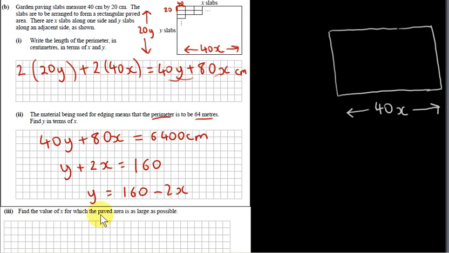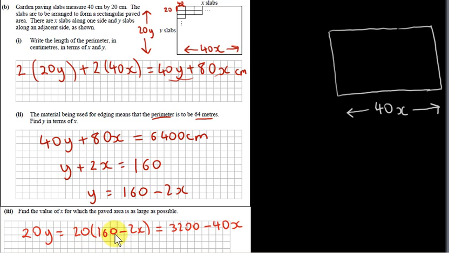Find the value of X for which the paved area is as large as possible. So I've drawn the paved area over here. This side here is 40X. Now this side here is 20 times Y. What I will do is write this side here in terms of X. Well, 20 times Y is 20 multiplied by 160 minus 2X. So I want to write this side, which is 20Y, in terms of X. So we reduce the number of variables from two variables, X and Y, to just one variable, X.